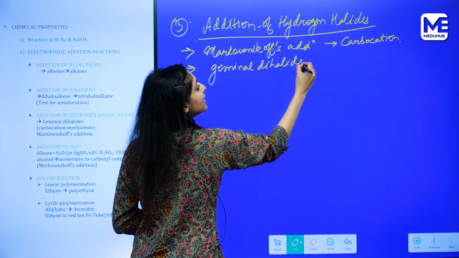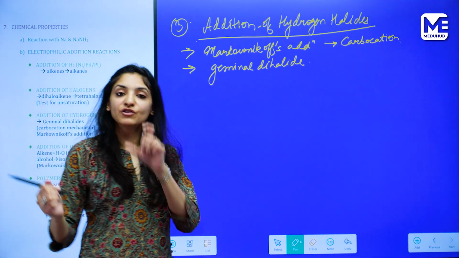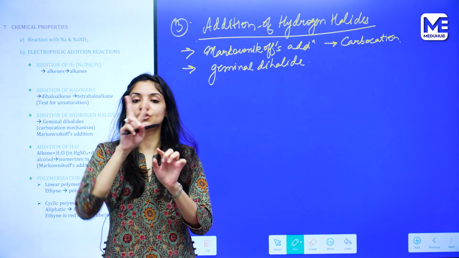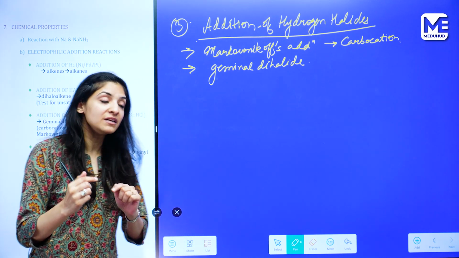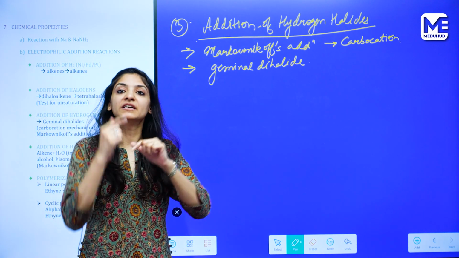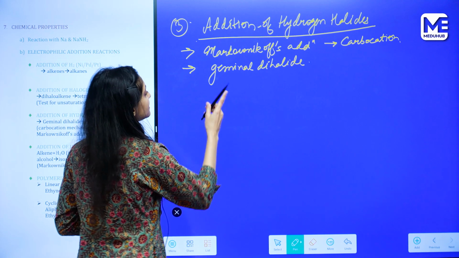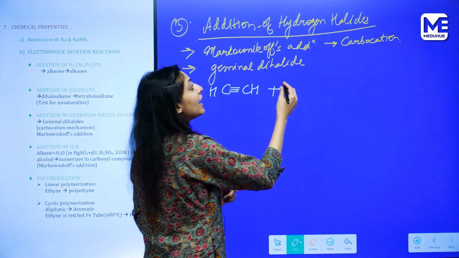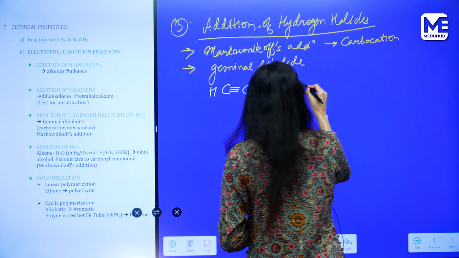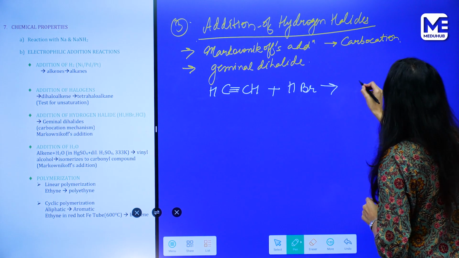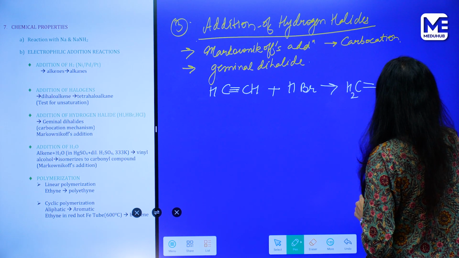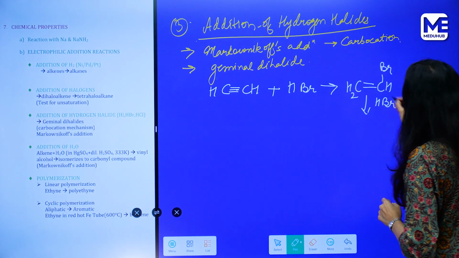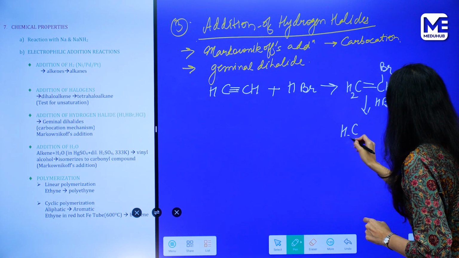A geminal dihalide is a haloalkane where the halogen atoms are attached to the same carbon atom. In vicinal dihalides, the halogen atoms are attached to adjacent carbon atoms, but in gem halides, the halogen atoms are attached to the same carbon atom. Let us see an example. We have ethyne. It will add on two molecules of HBr. First, it will give us this. And it will add on another molecule of HBr to give us the geminal dihalide.